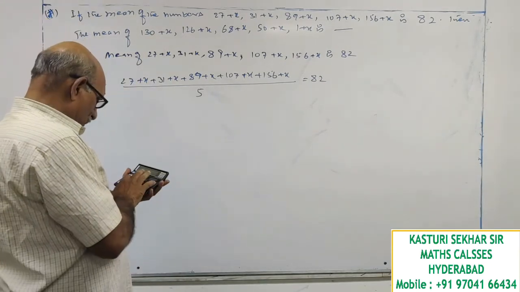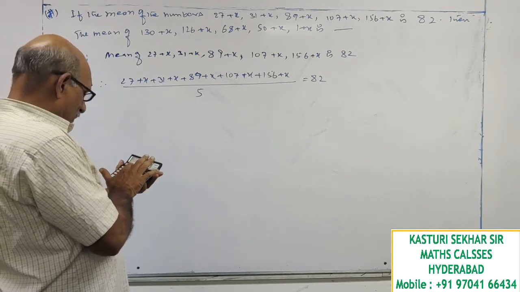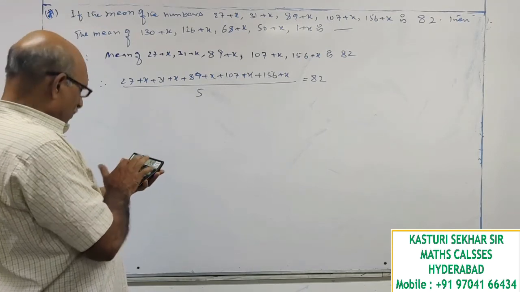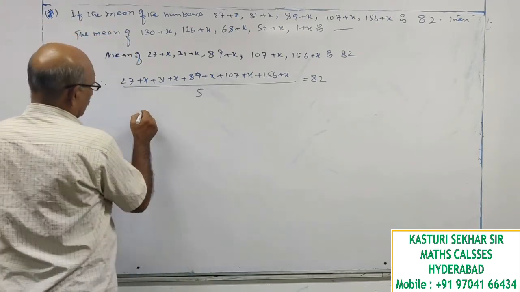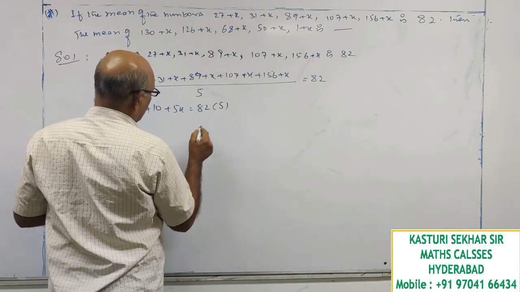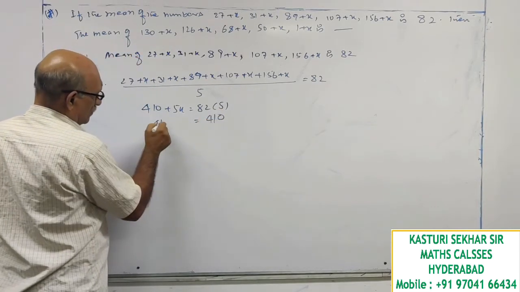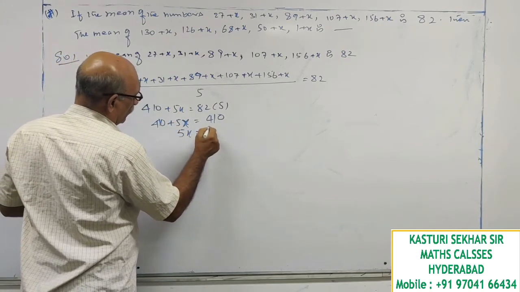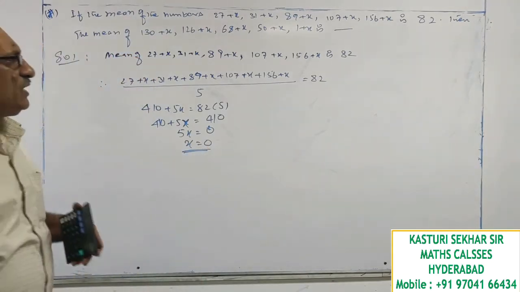Now this is 27 plus 31, 89, 107, 156, which is 410, plus 5x is equal to 82 into 5, which is 410. So 5x is equal to 0, x is equal to 0. The value of x is obtained as 0.